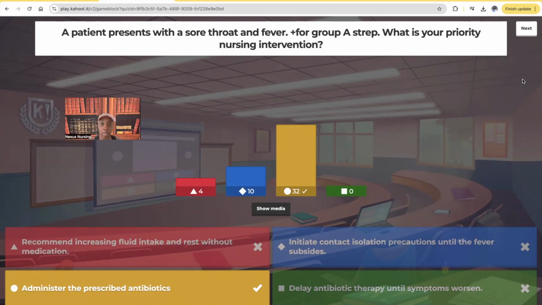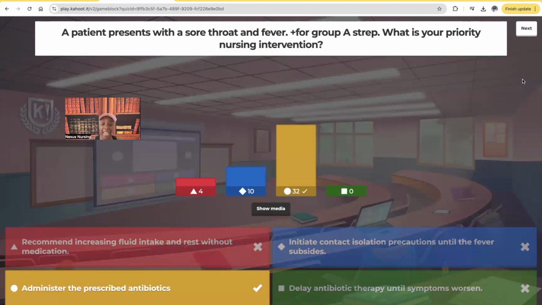of the answer choice is going to be beautiful and it's going to throw you off. The whole thing has to be correct, or the whole thing is wrong. Next, initiate contact precautions until fever subsides. This is a group A strep. Patient doesn't need to be on contact precautions, so that's false.